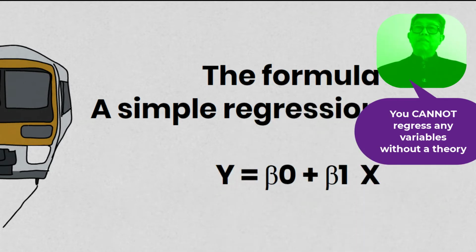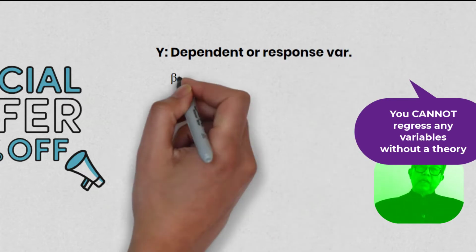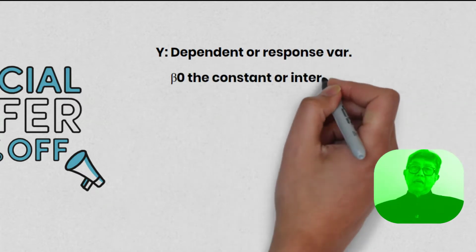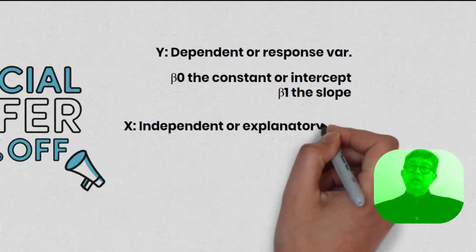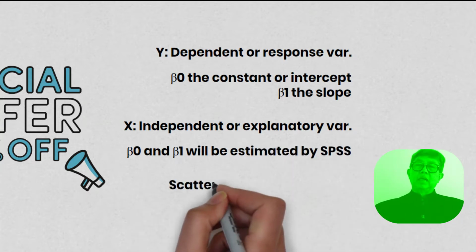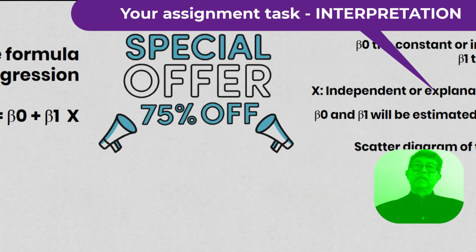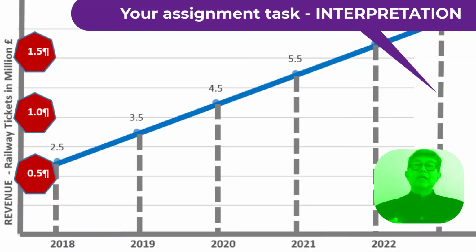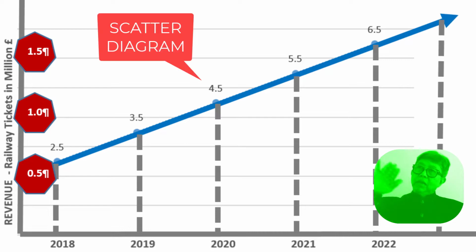Y equals beta 0 plus beta 1x. The beta 0 and beta 1 will be estimated by SPSS automatically, so you don't have to worry about the math or statistics behind it. Your task is to interpret in layman language. For example, you can look at the scatter diagram of the data, shown in figure 1. Is it a positive relationship or a negative relationship?